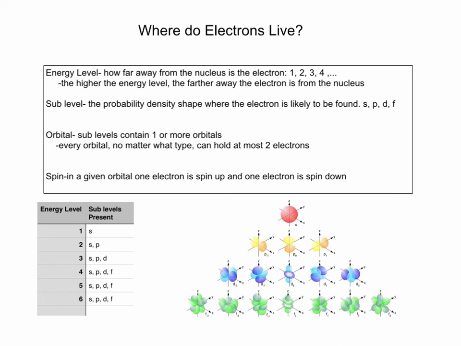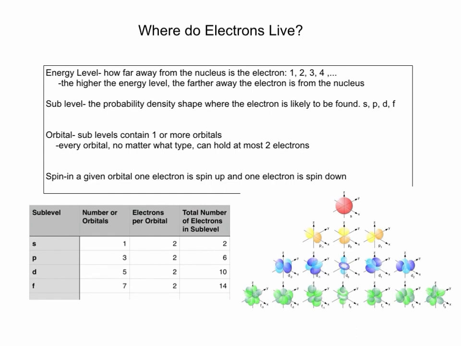Now, if an element has electrons at the third energy level, it doesn't mean that each one of these sublevels is filled or that each one of these orbitals is completely filled. Remember, each orbital can have up to 2 electrons, but it means that these orbitals exist. So if we did add extra electrons, there would be a place to put them.